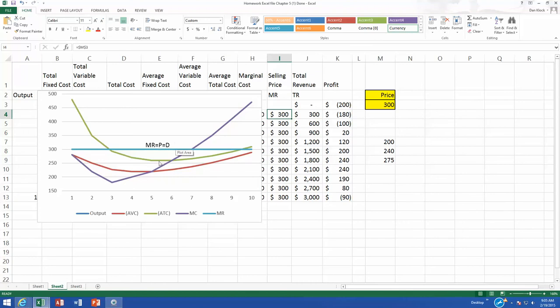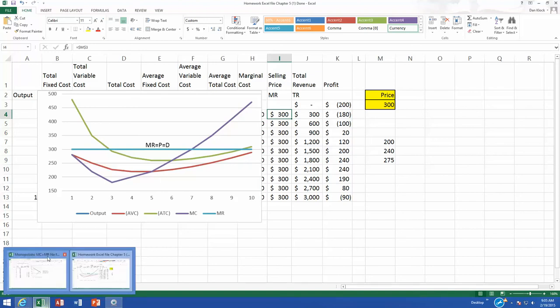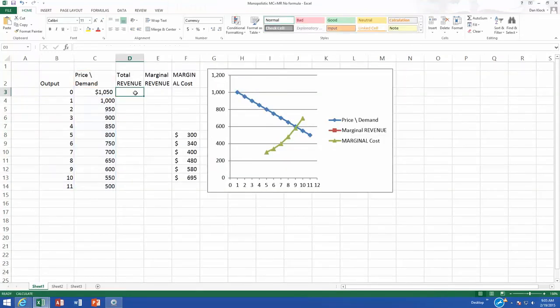So, excuse me, let's go back into this spreadsheet. It's an easy one to do. So again, I got my output here. Here's my change in output. Here's my, again, price going down. So I'm going to figure out my total revenue. Again, total revenue is a simple one. It's the price times the output. So this first one in D3, I'm doing C3 times B3.